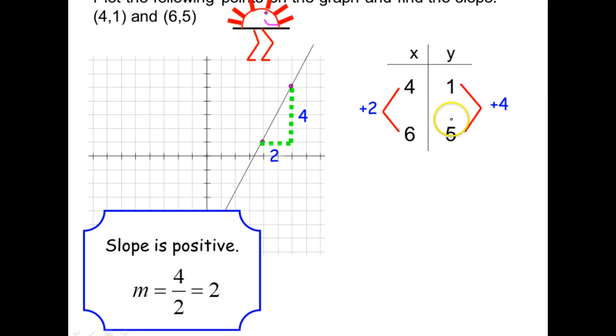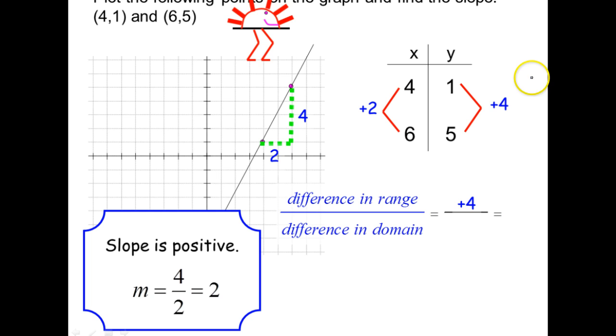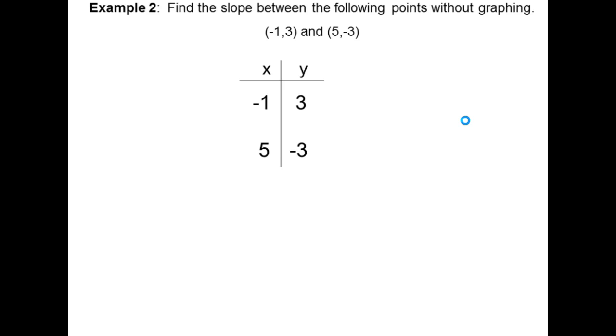I cannot say 5 minus 1 is 4, and then here say 4 minus 6. Here I'm going to end up with a negative number. So if I start with a 5 down here, I have to start with a 6 down here. And this is very important for when we do the next examples. You can see clearly the difference in the range will be positive 4, and the difference in the x's will be positive 4, and we still end up with positive 2 for slope.